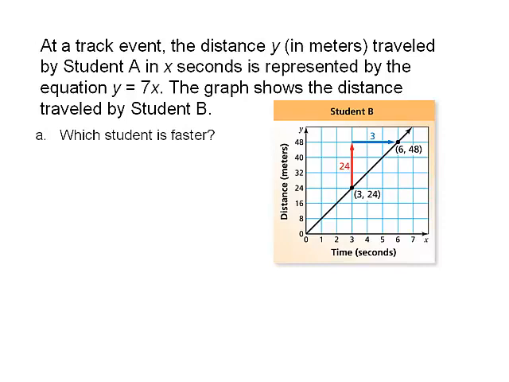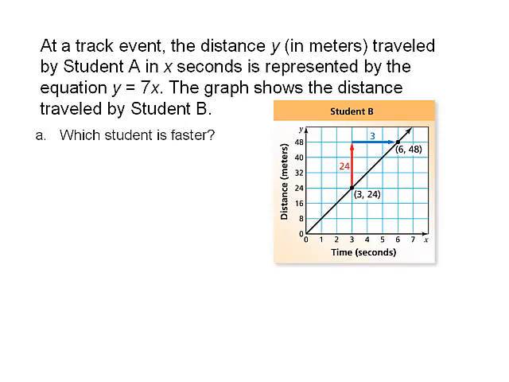At a track event, the distance, y, in meters traveled by student A in x seconds is represented by the equation y equals 7x. The graph shows the distance traveled by student B. Part A. Which student is faster?